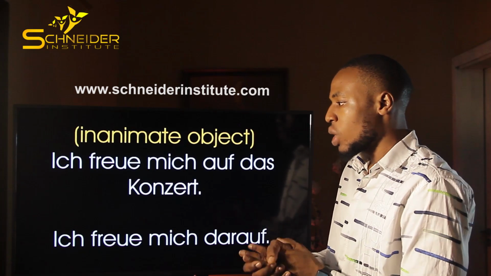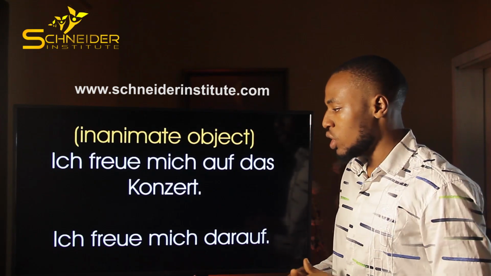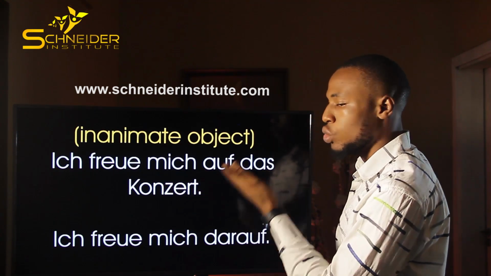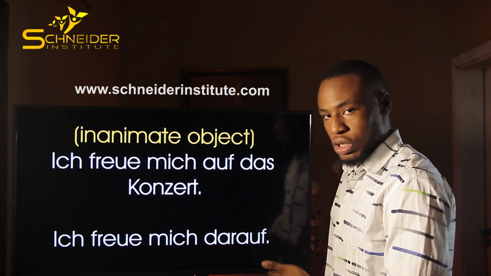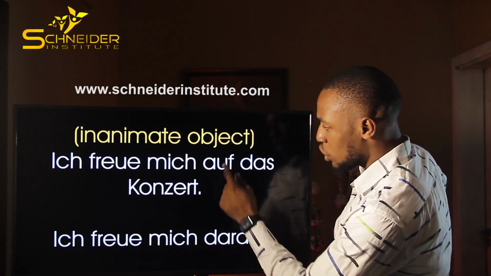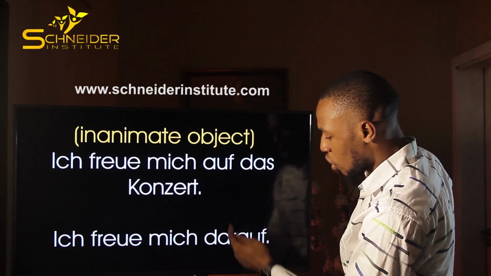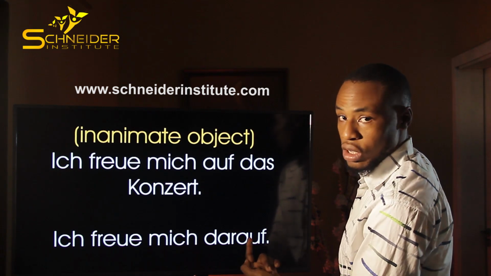So if I'm talking to someone and we're talking about the concert and then I want to tell the person I am looking forward to it, instead of saying "I am looking forward to the concert," I can simply say "I am looking forward to it," which is why I simply use the da word and then the preposition that goes with the verb freuen in this case here. And recall I told you R is introduced when the preposition starts with a vowel.